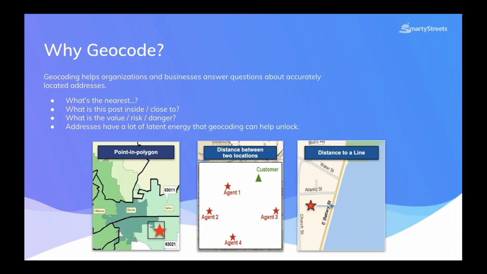Like I said earlier, addresses have a lot of latent energy that is unlocked by geocoding it accurately, whether that's what franchise area is this address in, what's the difference between this location and a number of stores, which one's closest, or distance to a line, in this case, like a coastline. These are all the things that people and organizations that geocode are trying to answer. The more accurate the geocode, the more accurate the answer is.